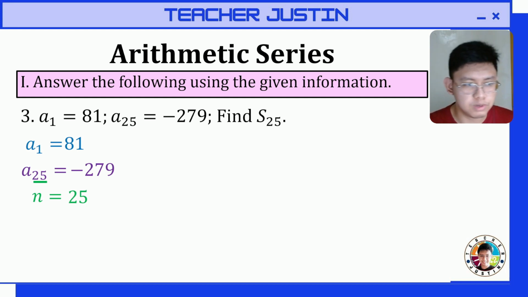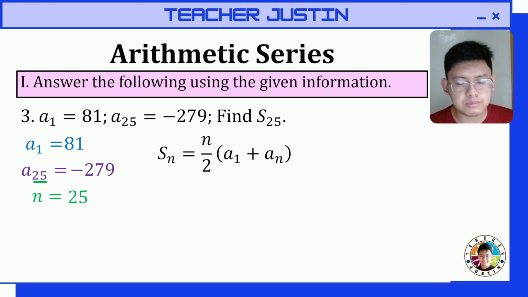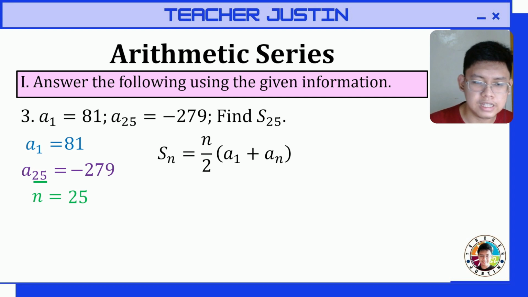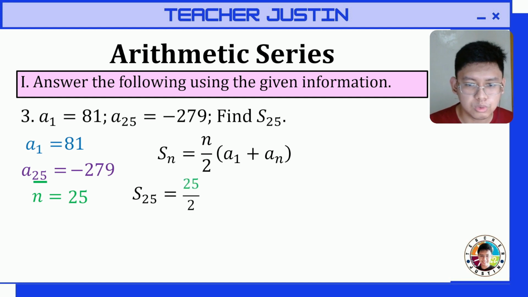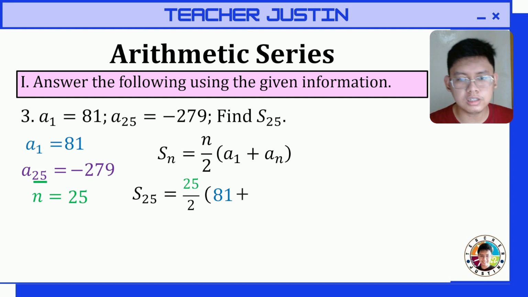So, the formula that we're going to use to get the sum of the first 25 terms will be S sub n is equal to n over 2 times the quantity a sub 1 plus a sub n. Okay, gagamitin natin itong formula na to pag ang given sa atin is yung first term at yung last term ng ating sequence. So, let's substitute the values of our given. So, we have S sub 25 is equal to 25 over 2 times the quantity 81 plus negative 279.